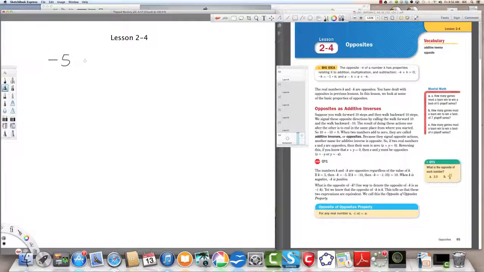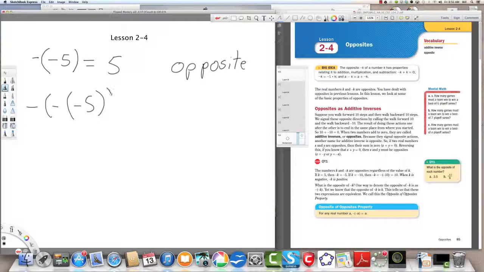So -5, if that's our number, then the opposite of -5 is a -5. So negative times a negative would be a positive. That would be 5, and that's the opposite. And then if we take this, a negative, -5, and that equals -5. And this is my op-op, and I'm back to what I started with.